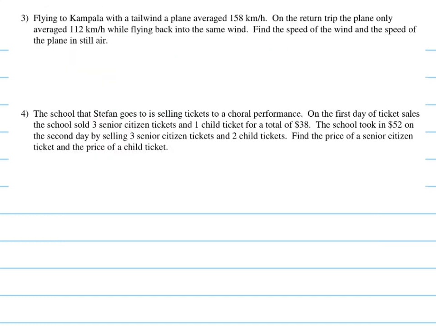Alright, it's saying flying to Kampala with the tailwind, a plane averages 158 kilometers per hour. On the return trip, the plane only averages 112 kilometers per hour while flying into the same wind. One of the keys here is that it's into the same wind. So the wind there is helping us. The wind on the way back is hurting us.